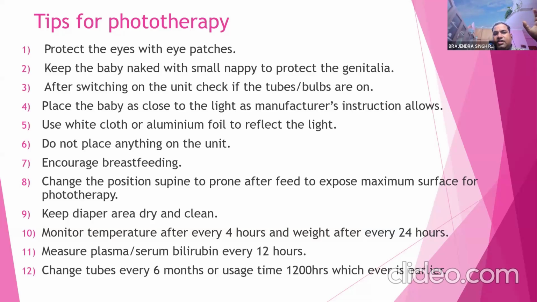After switching on the unit, check if the tube bulbs are on. Place the baby as close to the light as manufacturer instructions allow. Use white cloth or aluminum foil to reflect the light to increase the flux. Do not place anything in the unit. Encourage breastfeeding. Change the position from supine to prone after feed to expose maximum surface area for the phototherapy.